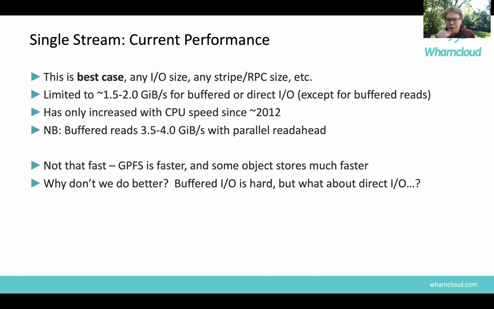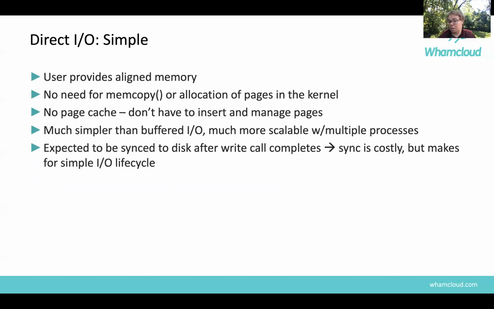There's various reasons, but we're going to talk mostly about direct IO. Buffered IO is kind of hard, but maybe we can do something good with direct IO, because of course, direct IO is simple. When you do direct IO, you require that the user give you aligned memory. It's aligned on page boundaries and the size is nice and aligned. That means you don't need to do any mem copying or allocation of pages inside the kernel. And also there's no page cache, which turns out to be really important. You don't have to insert and manage the pages, keep them kind of linked together and up to date and accessible for other processes. So it's a lot simpler than buffered IO.